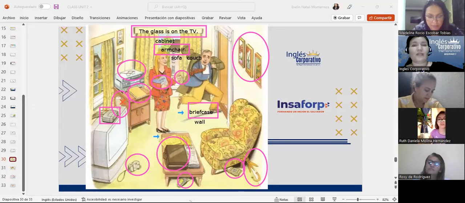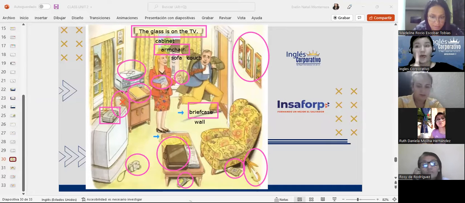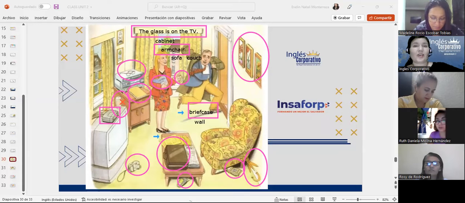María Elena, the briefcase. Okay. The briefcase are on the table. Briefcase es solo uno. The briefcase is on the table. Y siempre con mayúscula la primera. The camera is in the floor. No puede ser in the floor porque no está dentro del suelo. It's on the floor. Thank you. The wallet is under. Under va con U al principio. The wallet is under the armchair.